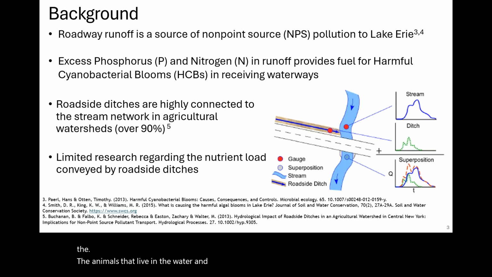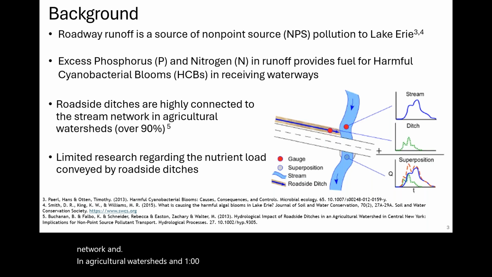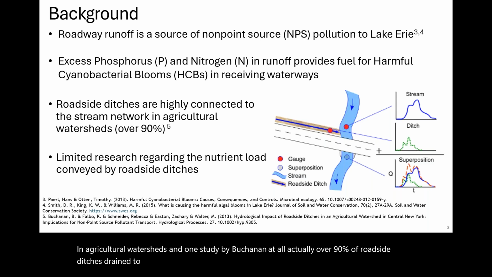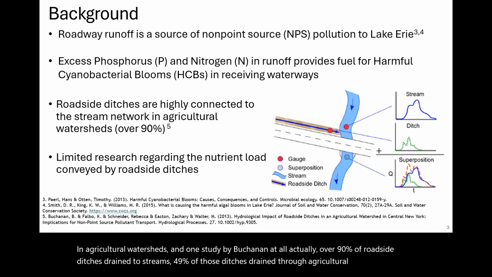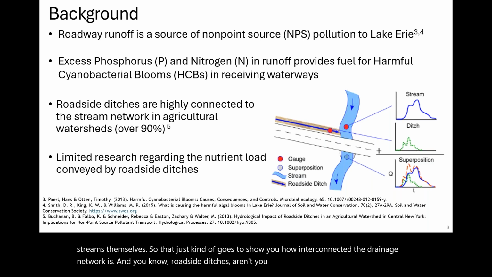Roadside ditches are also very connected to the stream network in agricultural watersheds. In one study by Buchanan et al., over 90% of roadside ditches drain to streams, and 49% of those ditches drain through agricultural ditches to the streams themselves. That goes to show you how interconnected the drainage network is. Roadside ditches aren't their own drainage way. It's all connected in a drainage pattern.